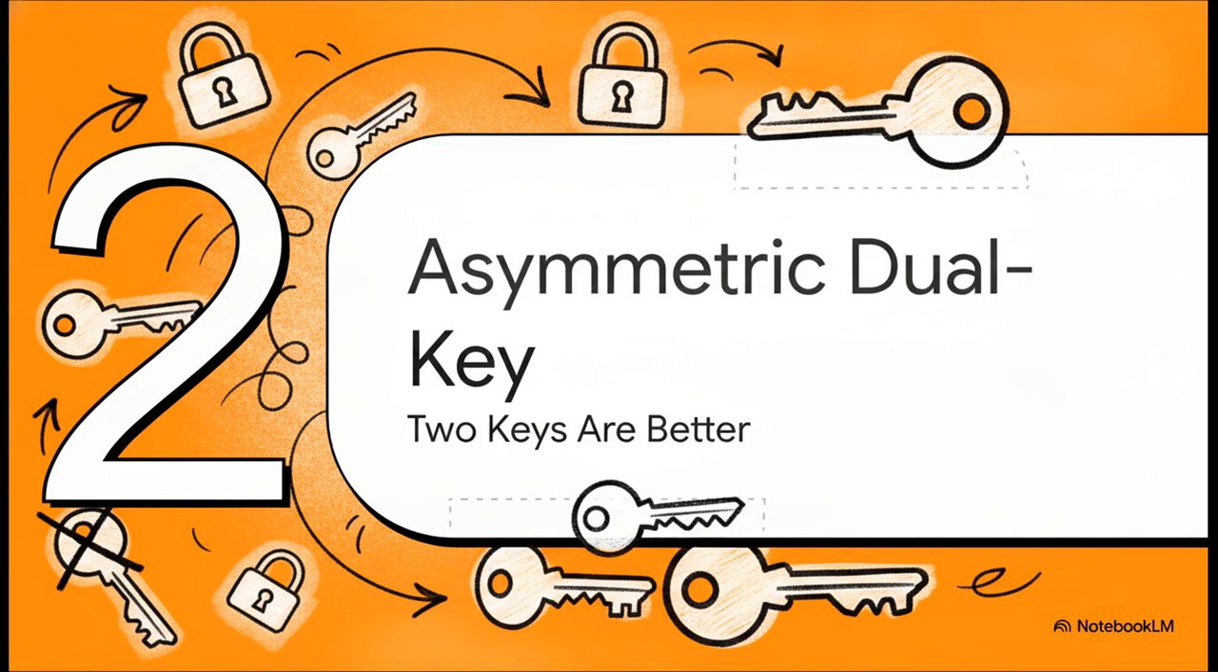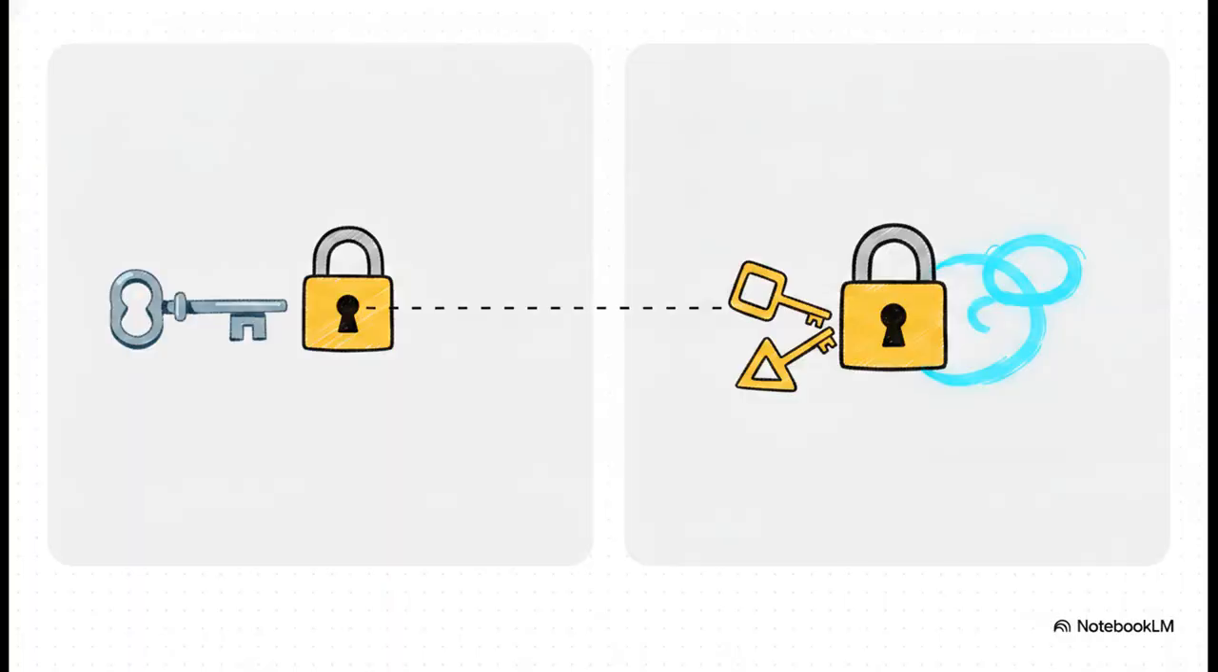Section 2. The Asymmetric Dual-Key Solution. Now here's where we see the core difference in cryptographic thinking. While symmetric encryption uses one shared key, which, don't get me wrong, is incredibly fast, exchanging that single key securely over the internet is incredibly risky. Asymmetric encryption relies on a mathematically related pair of keys.